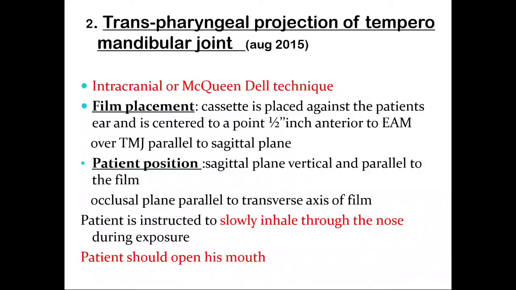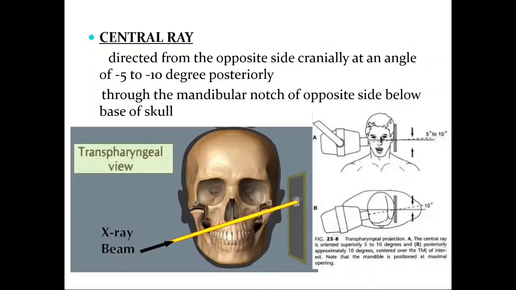And the patient position is such a way that the sagittal plane is vertical and parallel to the film. And you ask the patient to open their mouth wide. The central ray has been directed at an angle of minus 5 to minus 10 degrees posteriorly. So the central ray is oriented in such a way that it hits against the mandibular notch or the sigmoid notch of the opposite side below the base of the skull.